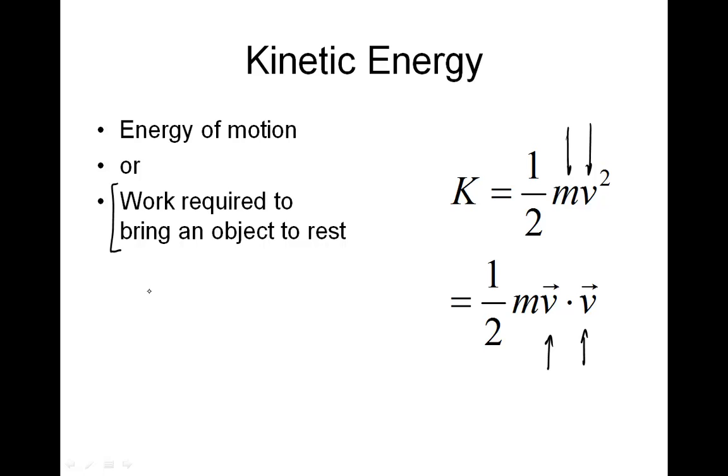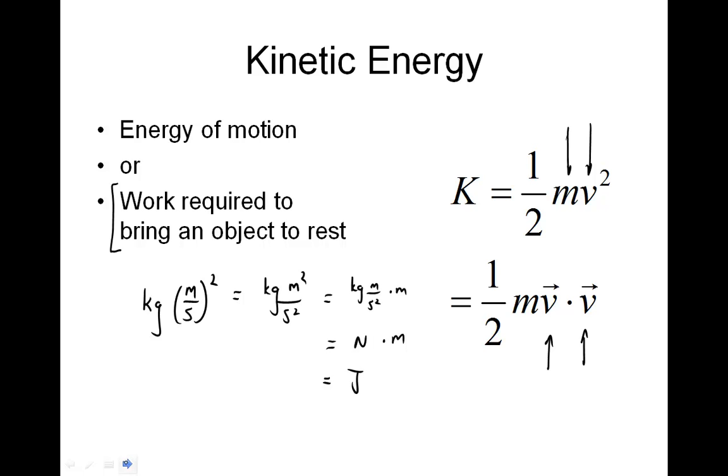Take a look at units real quick. 1/2 has no units. Mass is in kilograms. Velocity is in meters per second. But then I square that, so I get kilograms meters squared per second squared, which is kilograms meters per second squared times meters. But that's a Newton times a meter, and that's a joule. So kinetic energy is the same units as work. So work and energy are very much related to each other.